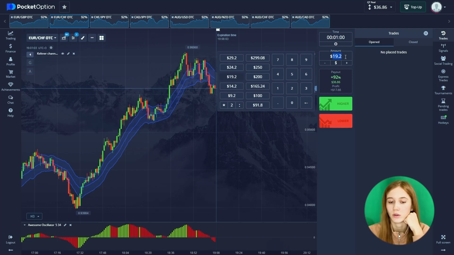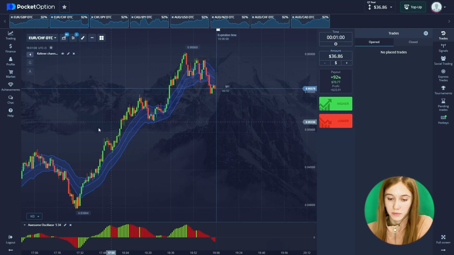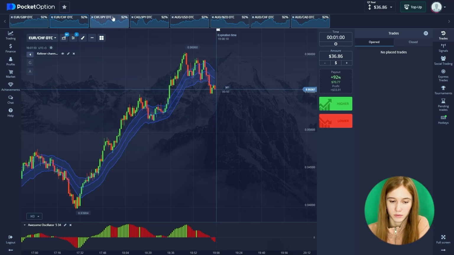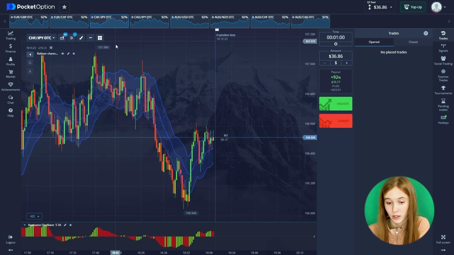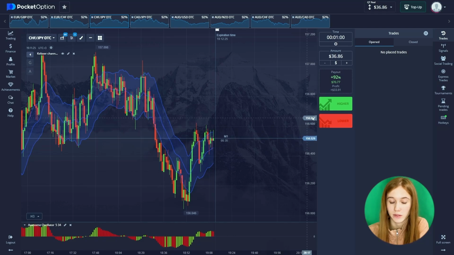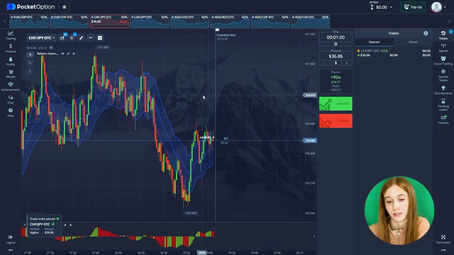So we increase our deal amount to $36 and we will move on. Here we are in the third currency pair. Let's open up here and start our technical analysis.